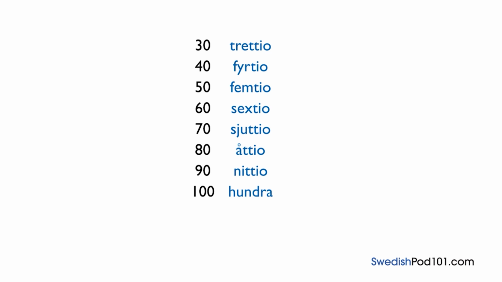While you have to memorize a few of these numbers, there are a couple of tricks that will make memorizing them very easy. Notice that all the numbers except 100 end in T, and the number in front is simply 3 to 9 or a slight variation on it.